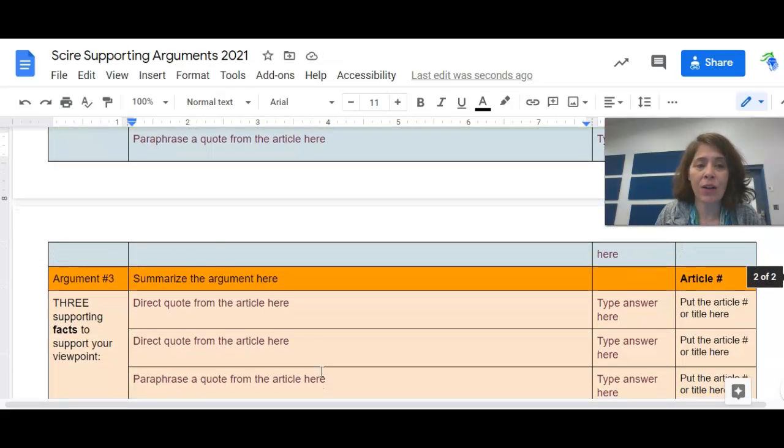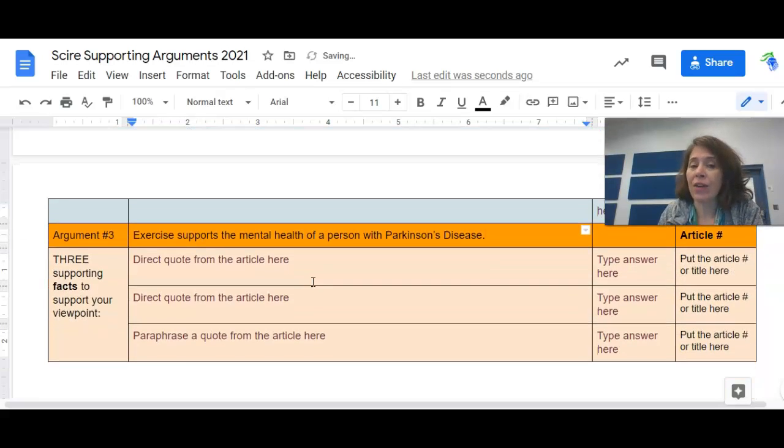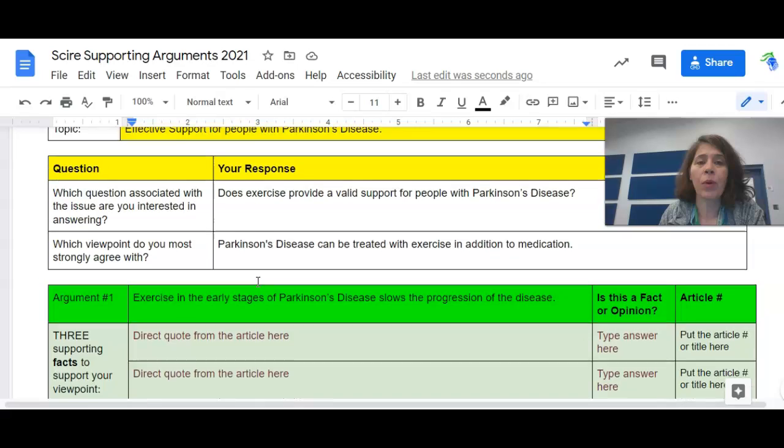Okay. My final argument was that exercise assists with mental health for people with Parkinson's disease because it's a very lonely, socially isolating disease and you slowly deteriorate. So having your mental health lifted up is something that is necessary. So exercise supports the mental health of a person with Parkinson's disease. Okay, so I have information about mental health as well. This is what we're doing here, okay? So now I'm going back to my first one.